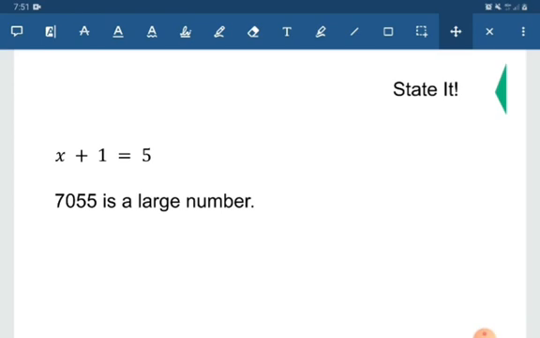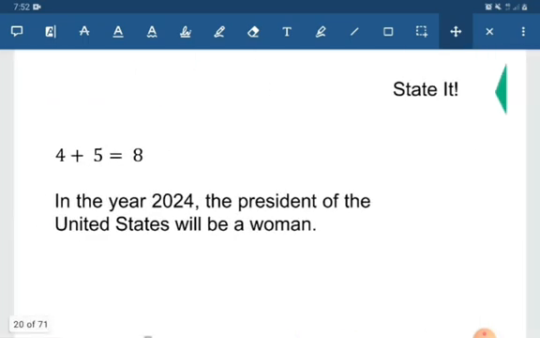7,055 is a large number. Is this an opinion or a statement? This is a statement, or rather, this is an opinion because you use a bias word, large number. Or maybe for some people, hindi pa malaki yung 7,000. Di ba? So we can't verify if it's true or false. 4 plus 5 equals 8 is an equation that's a statement as well, but it's a false one.